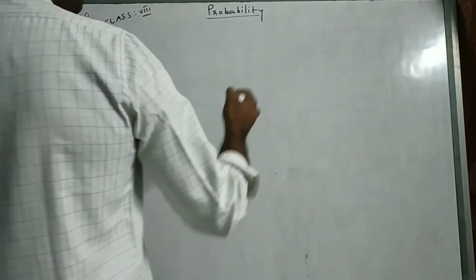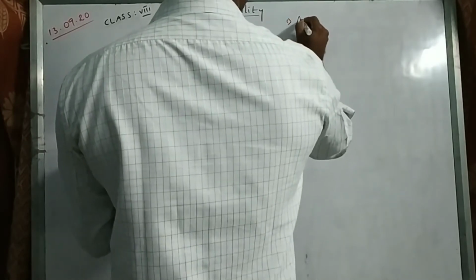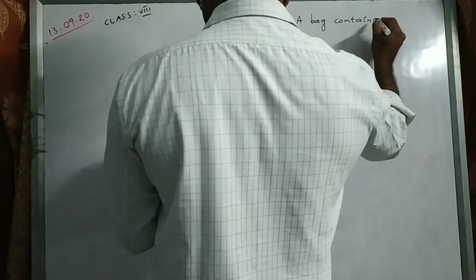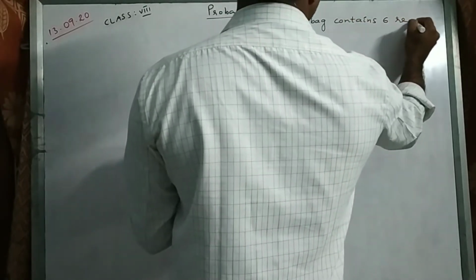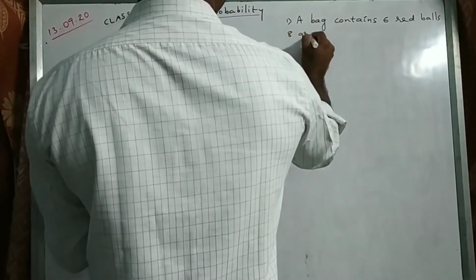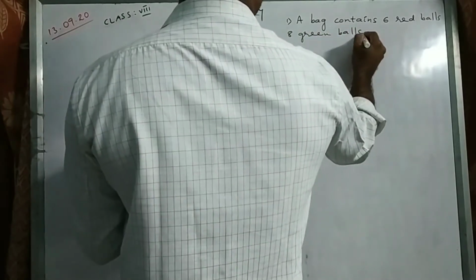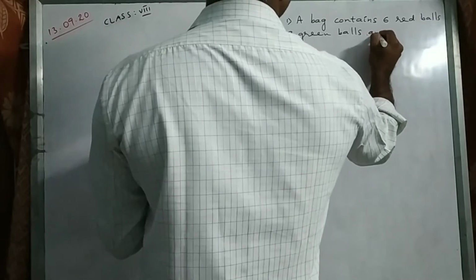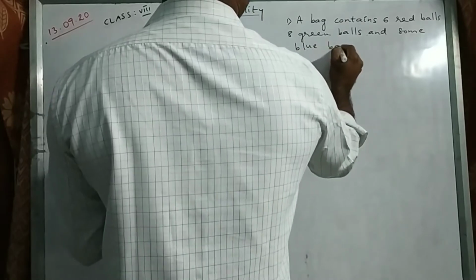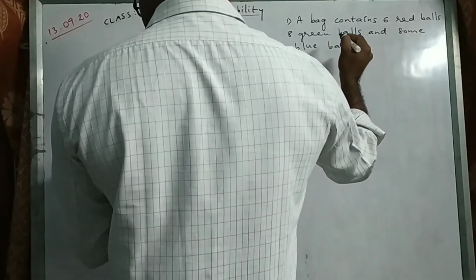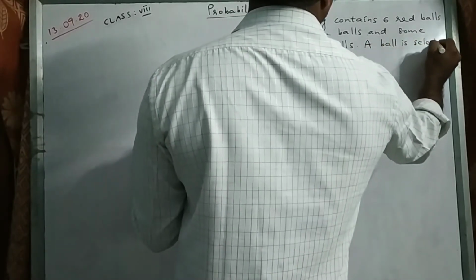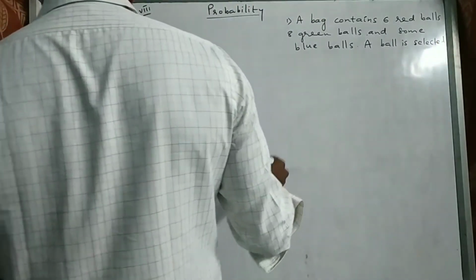First problem. A bag contains 6 red balls, 8 green balls and some blue balls. We don't know how many blue balls are there. A ball is selected from the bag at random.